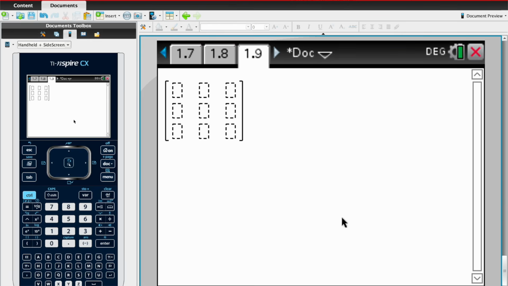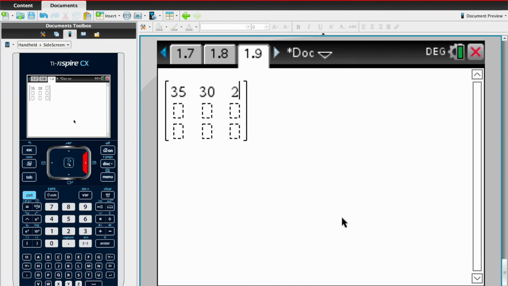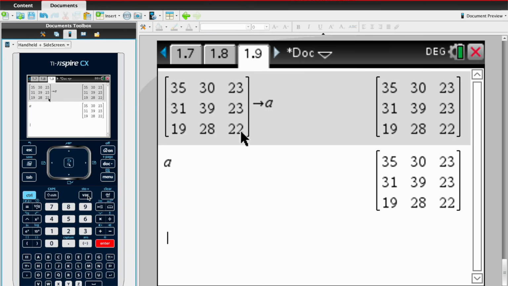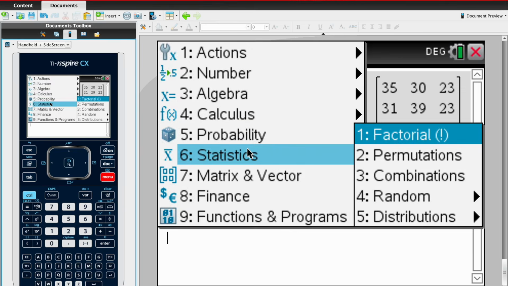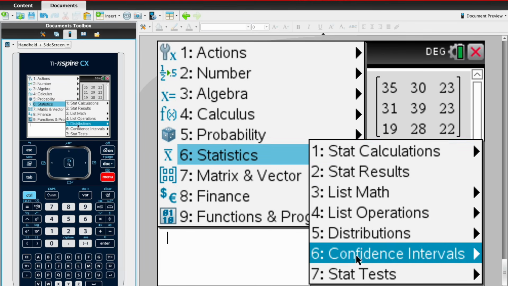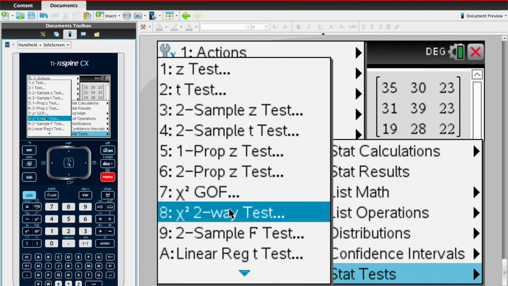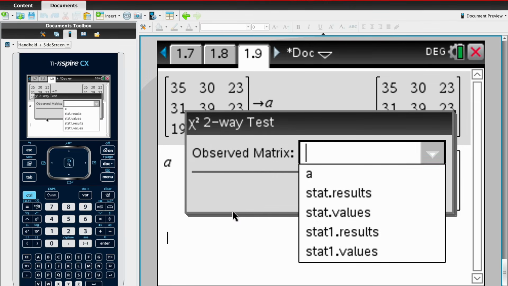Let's input the values, 35, 30, 23, and so on here. 39, 23, and lastly 19, 28, 22. I'm going to make sure these are correct just real quick. Looks good. Now let's define our matrix. So control var, and we'll call it A, I suppose. Make sure it's in. There we go. Now we're going to run a test. So statistics, let's go into stat tests, and we want a chi-squared two-way test, not a goodness of fit, just an independence test. What is our matrix? It is A.